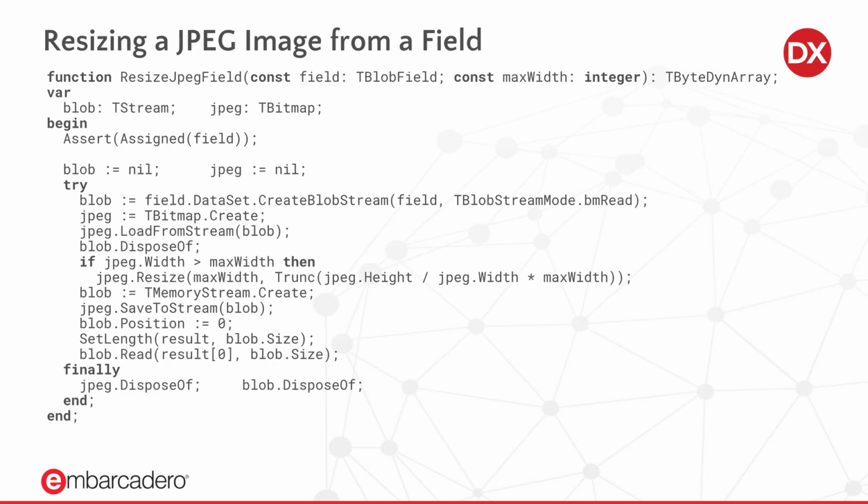Here's a routine for resizing a JPEG. So if the JPEGs you have in your database are really large, you're going to want to use this to shrink them down to a viewable size before embedding them. Otherwise, your HTML file is going to be way too big. Using create blob stream to read it out of the field, put it into a JPEG, check the width, resize it, and then here's some math to make sure that we maintain our aspect ratio.